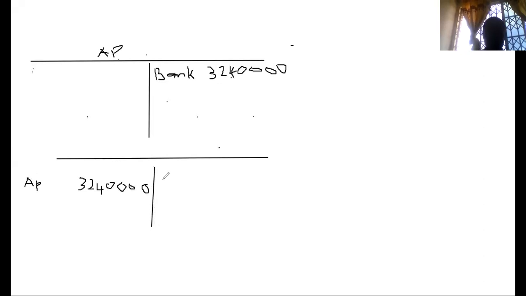So we made refund. So we credit. So here we say that application 540,000. So we credit bank 540,000. And then we debit application. So bank 540,000.